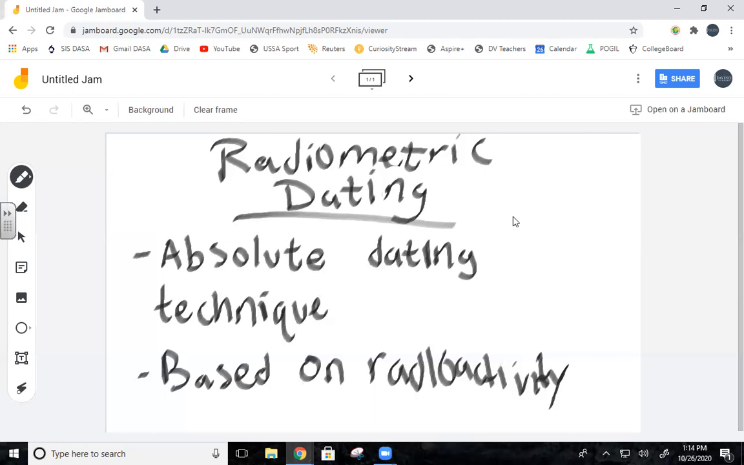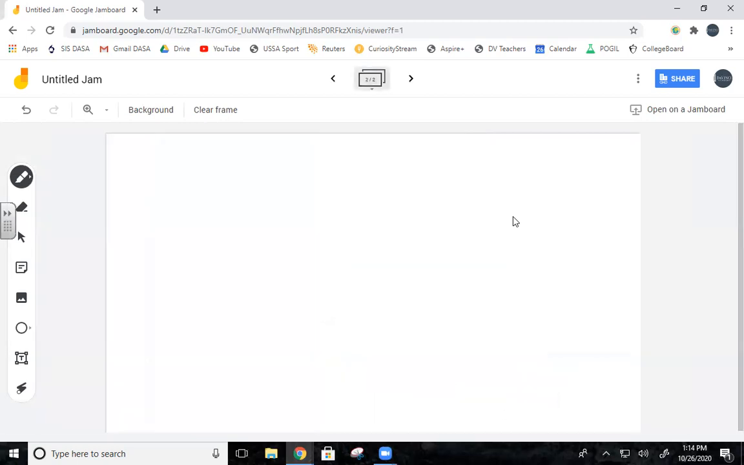Okay, so radiometric dating uses radioactivity, right? So we need to understand what radioactivity is. And I'm sure that you've heard this term before, because it's in our everyday speech. Wasn't the spider that bit Spider-Man radioactive? Wasn't that the whole thing? Radioactive spider?